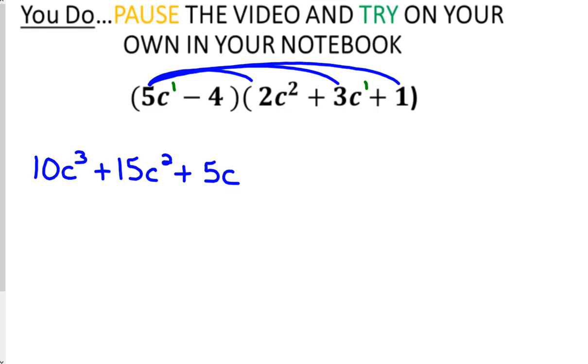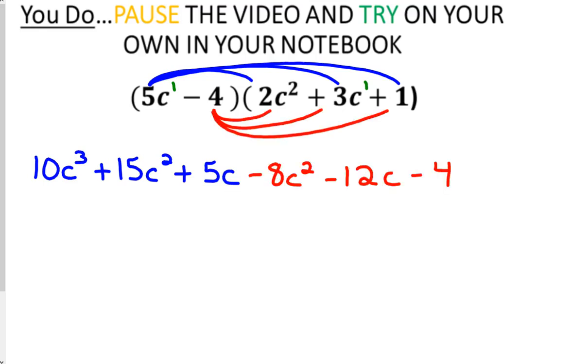So again, we have a 2 by 3, so a binomial times a trinomial. And we're taking that 5c, we're going to multiply it times the 3 terms in the second set of parentheses. And this is what we should have gotten when we did that. So next, we're going to take that -4, and we're going to multiply it times all the terms in the second set of parentheses. And when I did that, I should have gotten these terms.